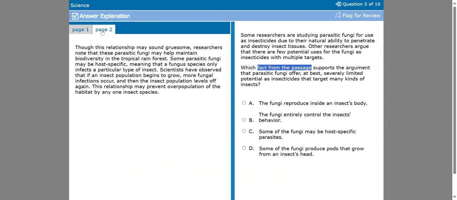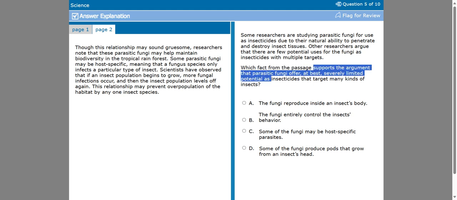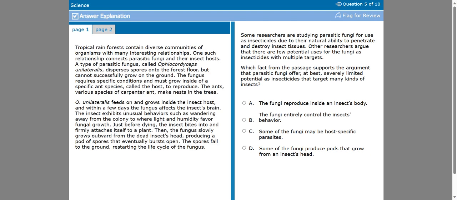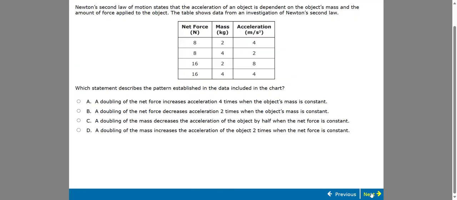So, you're going to find the answer either on page 1 or on page 2, because it states which fact from the passage. So now you know the answer's in the passage, but you have to find the fact that supports the argument, supports the idea that parasitic fungi offer, at best, severely limited potential as insecticides that target many kinds of insects. So, it's a little bit of a two-part question, but they're saying it's in there, but you've got to find it. So, just be careful with those kinds of questions.